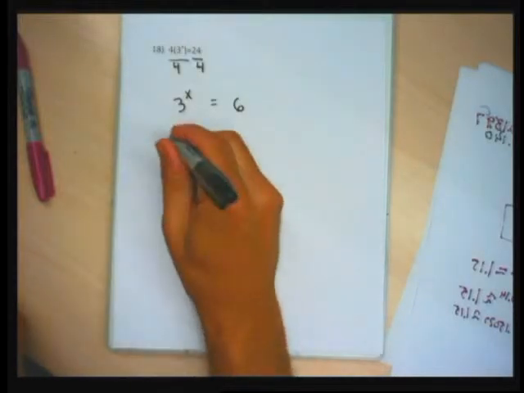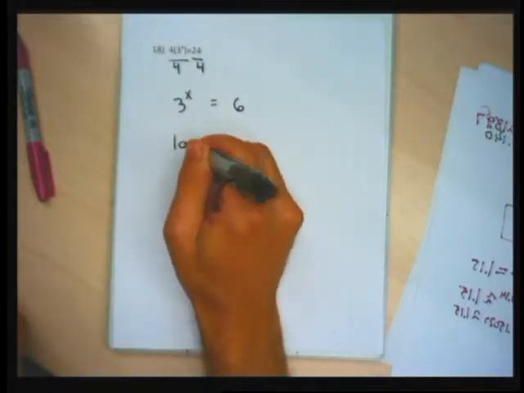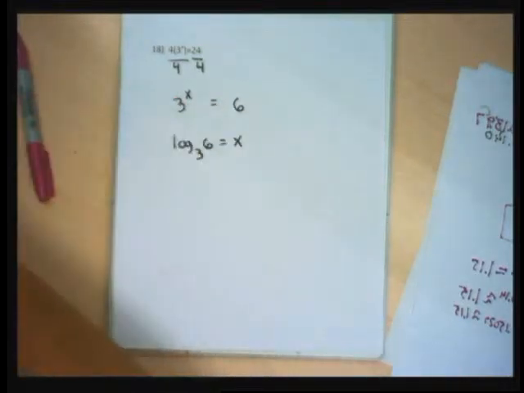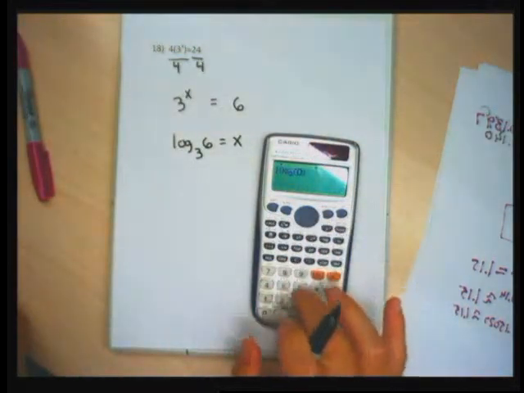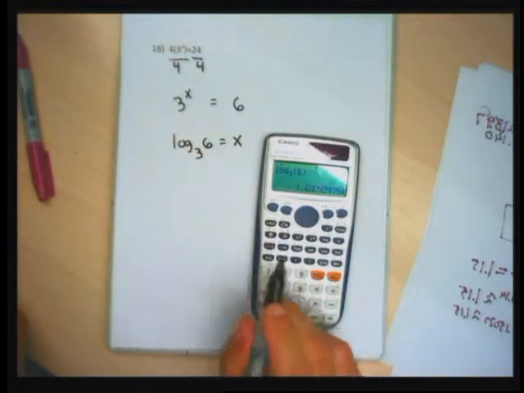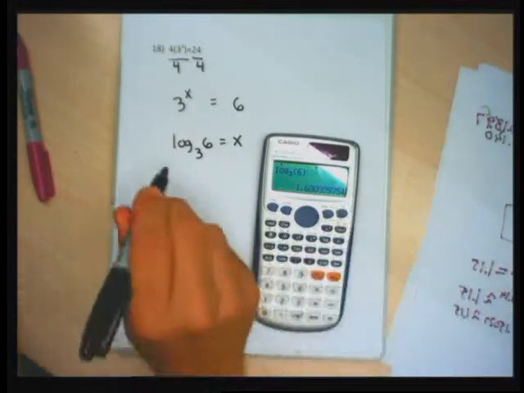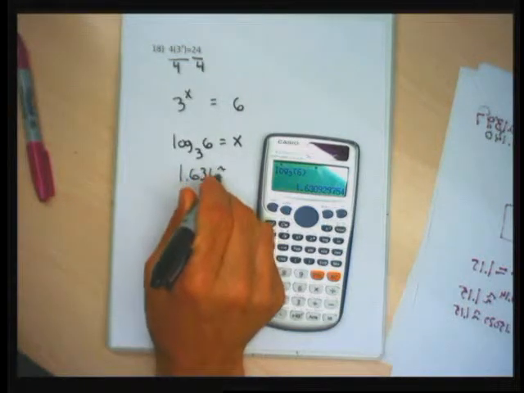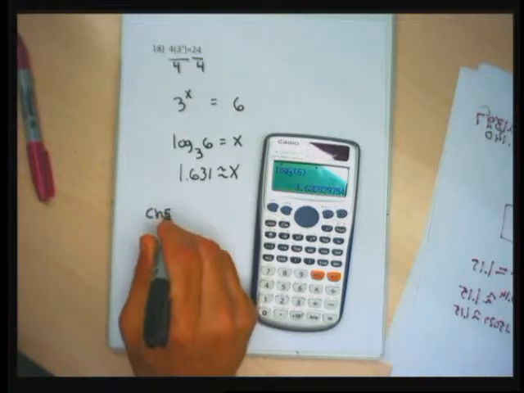Now I'm going to break out my logarithms. The 3's the base, it's going to stay the base, and I'm going to switch the 6 and the x. And then let me pull out my calculator to do log base 3 of 6. And I get 1.63. That 9 is going to round the 0 to a 1. So I'm going to write 1.631 is approximately x. And then I'm going to attempt to check.